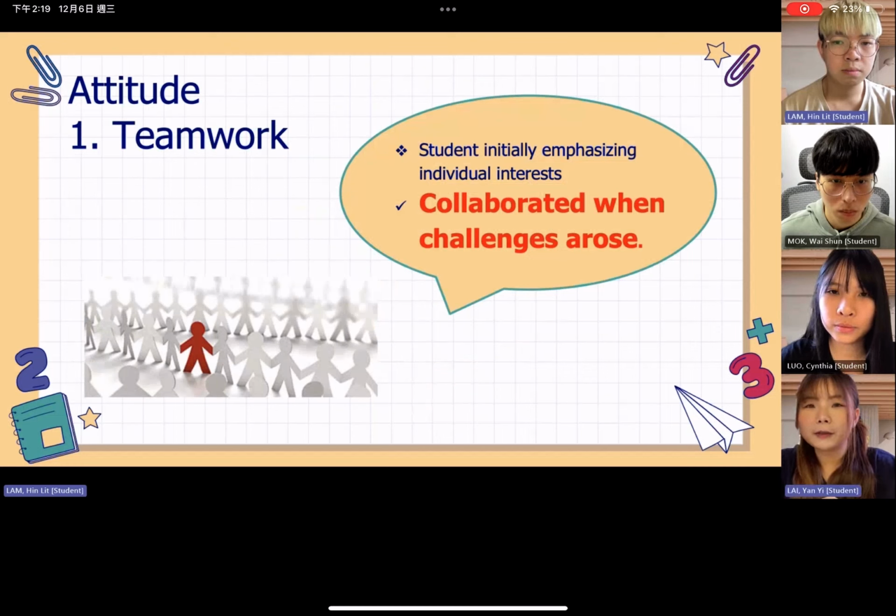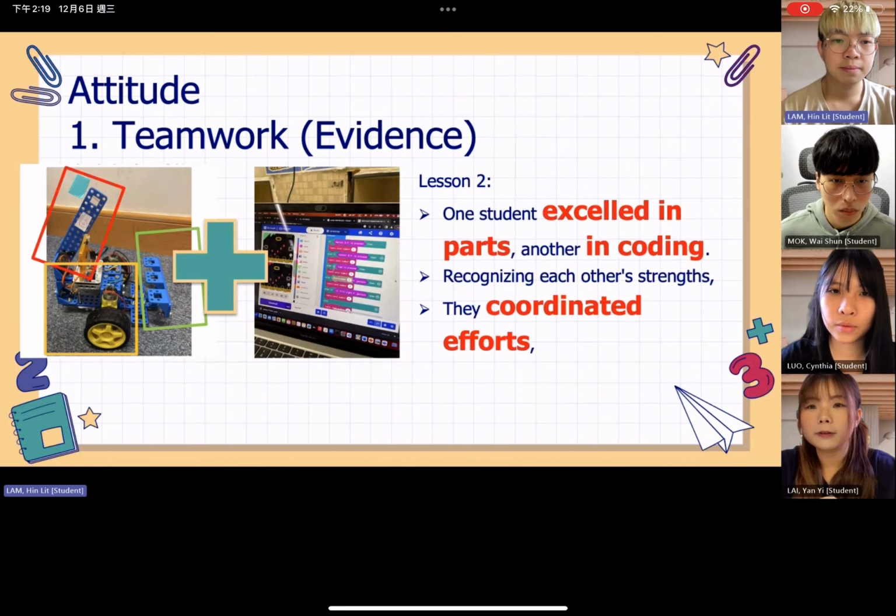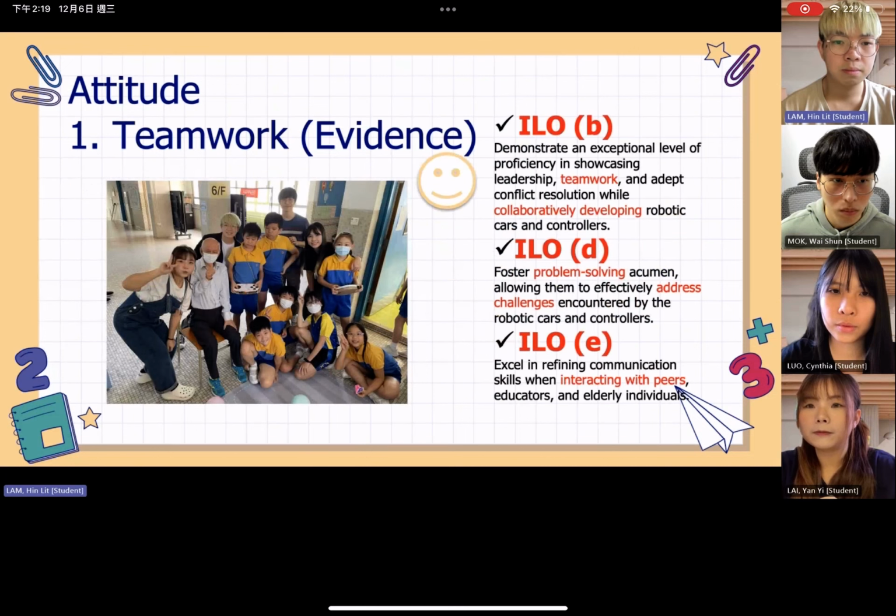The first attitude is teamwork. Students initially emphasized individual interests, but they cooperated when challenges arose. The evidence is that in lesson 2, one student was excellent in building parts, another in coding. Recognizing each other's strengths, they coordinated efforts to achieve ILO B, D, and E.